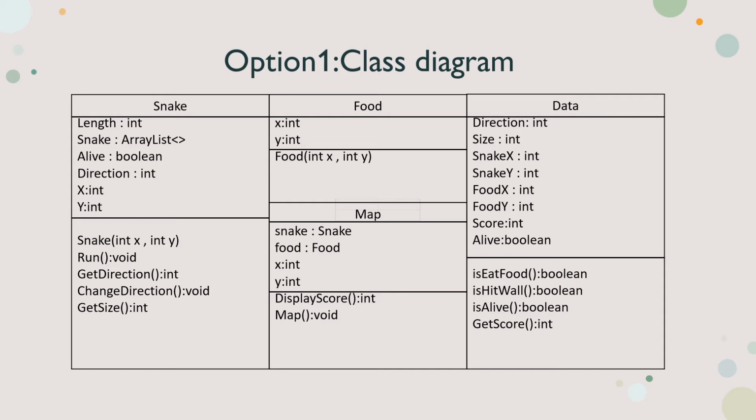of the map. Besides, the data class contains all the information of this game, including direction of snake, size of snake, coordinate of every segment of snake body and food, the current score, and whether the snake is alive. For the method part, the first three methods represent whether the snake eats food or hits the wall and gets the live or die status of the snake.